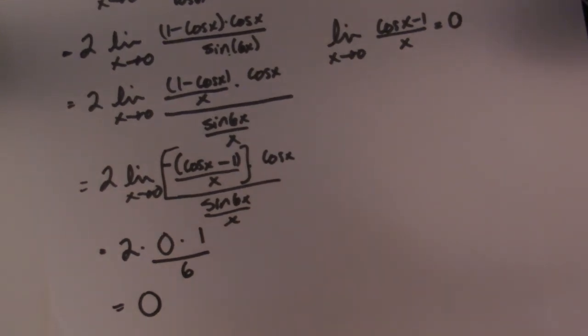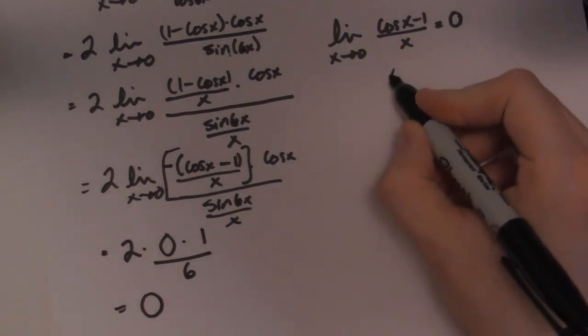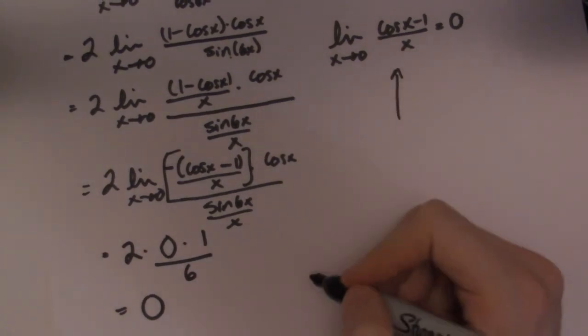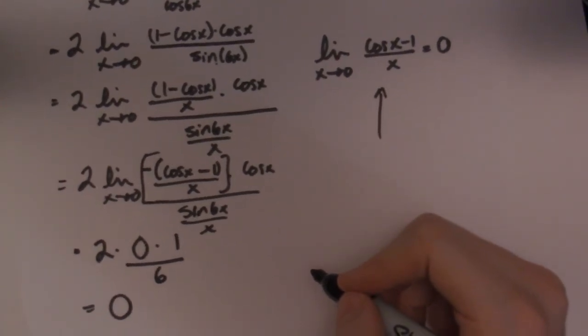Alright guys, I hate when we get limits that equal 0. It just irritates me. I love getting a number back, but it is what it is. So it's one of those things where you've got to know your known proofs. That's kind of the key to this one right here.